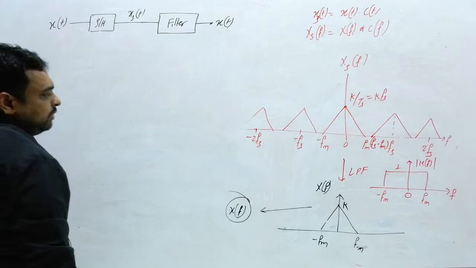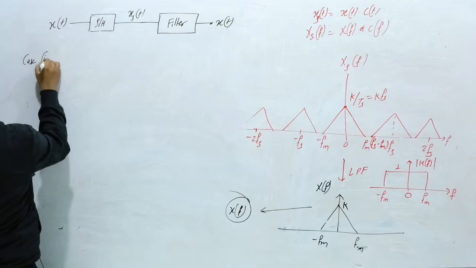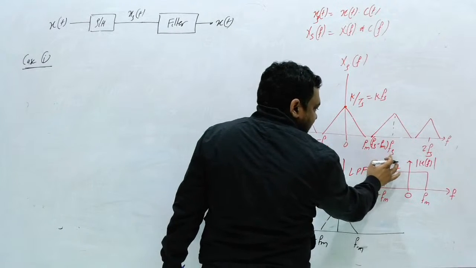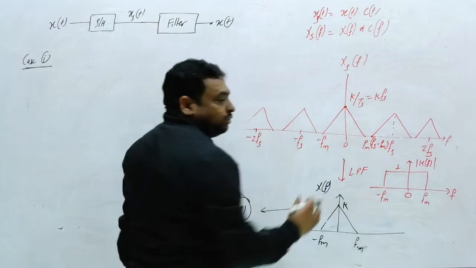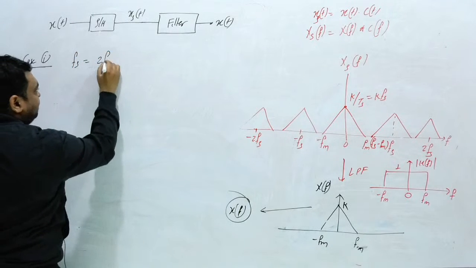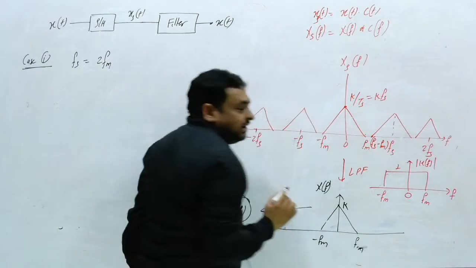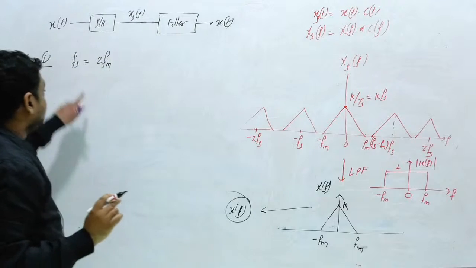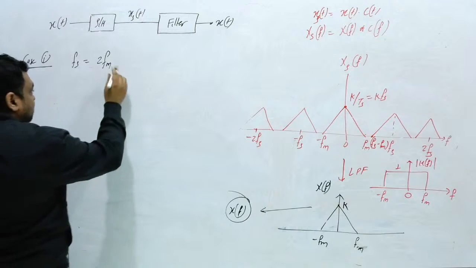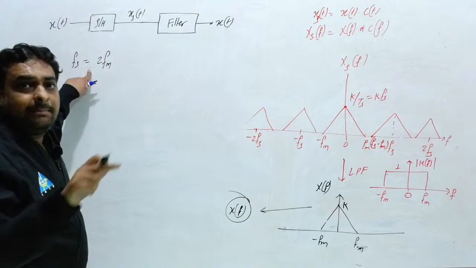Ready? Now, what will be the condition here? Here three cases can be possible. Case number one: if Fs is equal to twice Fm, both will overlap. This is the minimum criteria, and this is called the Nyquist rate. This is also called the minimum sampling frequency.